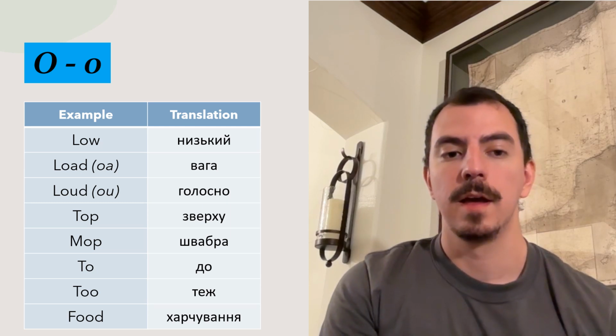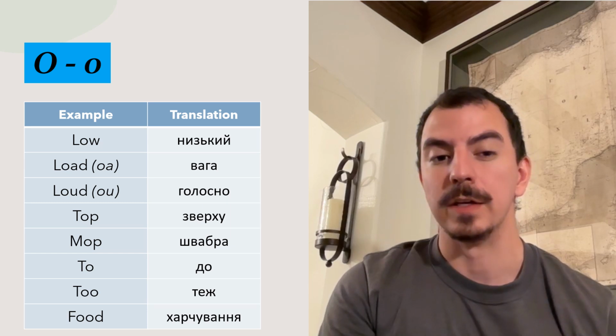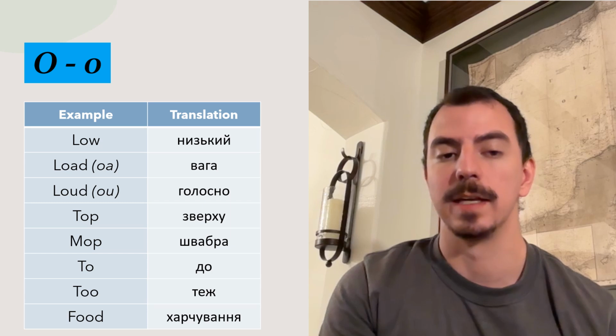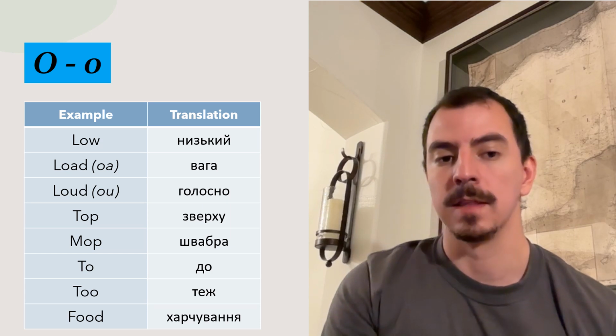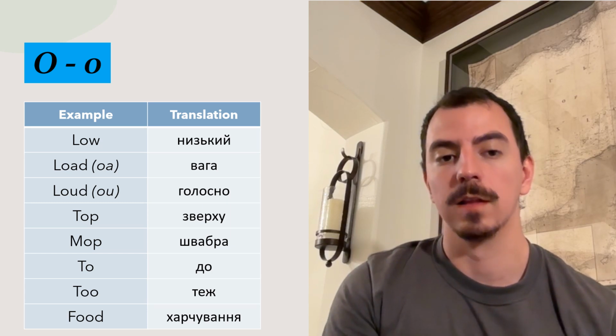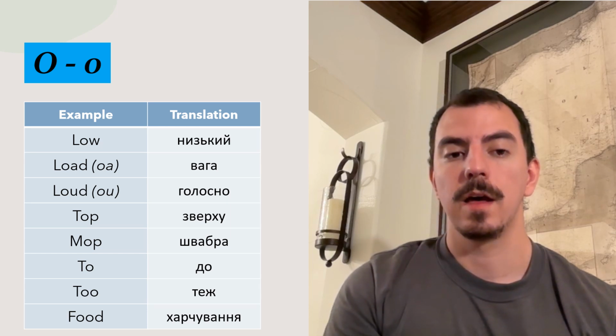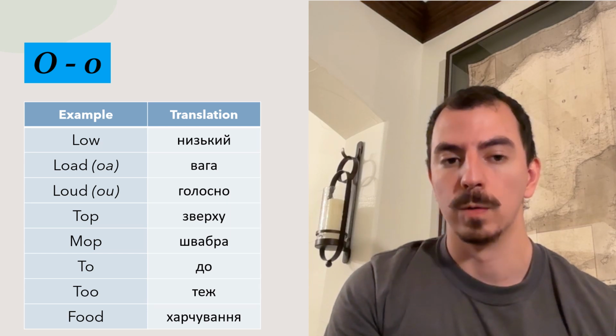You can almost ignore the A in that, and it just makes the O sound. If the A wasn't there though, if it was L-O-D instead of L-O-A-D, it would be lod. So O-A makes the O sound, load.